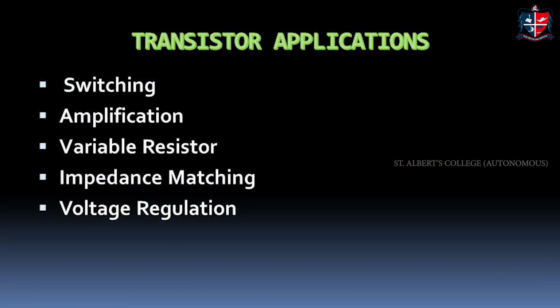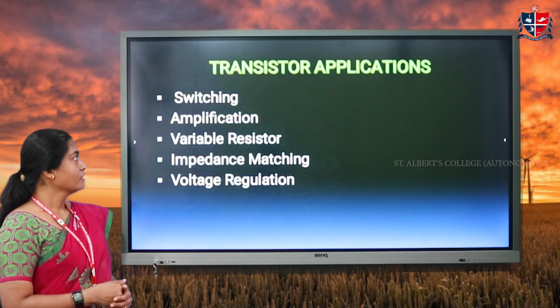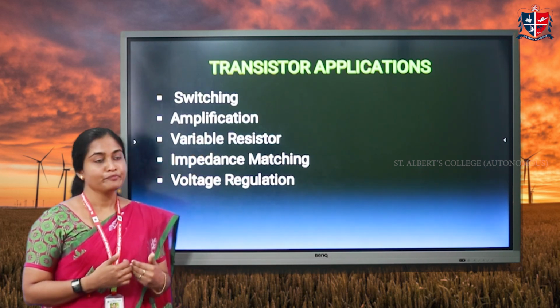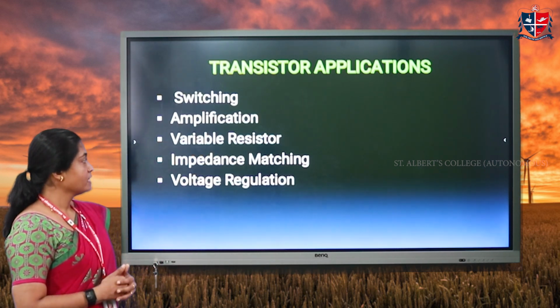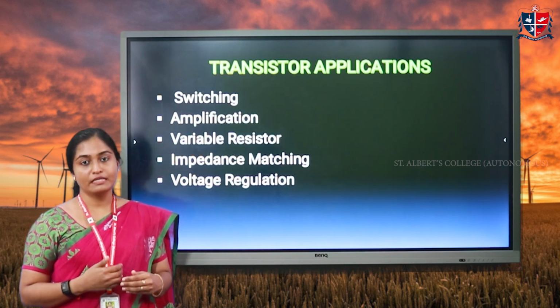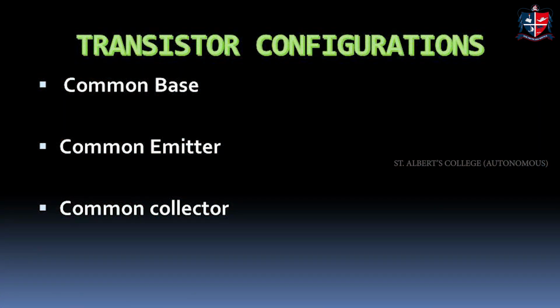Now, these are some of the important applications of a transistor. It is used for switching applications, it is used for amplification. It can be used as a variable resistor. It can be used for impedance matching in complex electronic circuitry, and it is also used for voltage regulation.